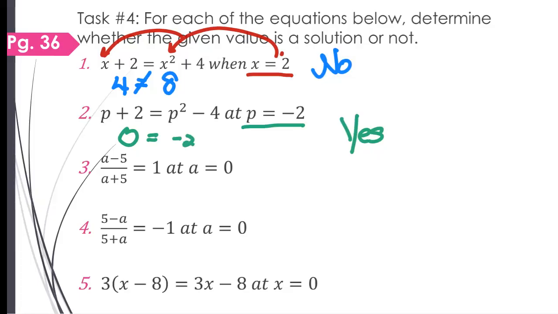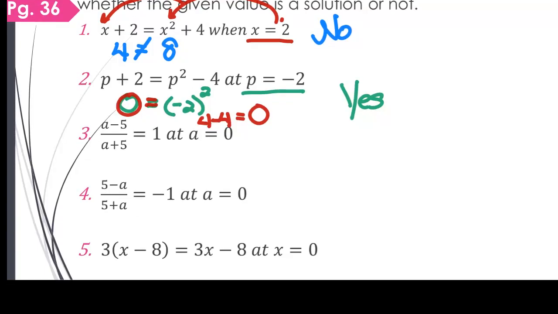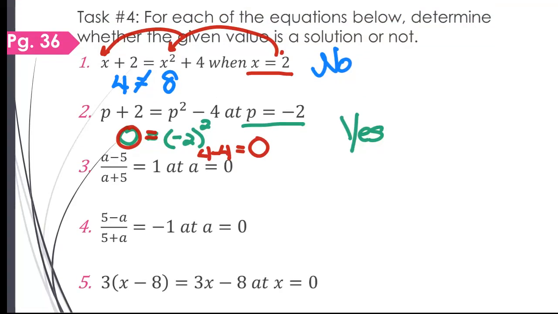So negative 2 squared, we're squaring the whole negative 2. You're not just squaring the 2. If I had this, then you're just squaring the 2. But we're squaring the negative 2, which is 4. And 4 minus 4 is 0. Is 0 equal to 0? Yes. So that is a solution. Okay? Any questions on that one?